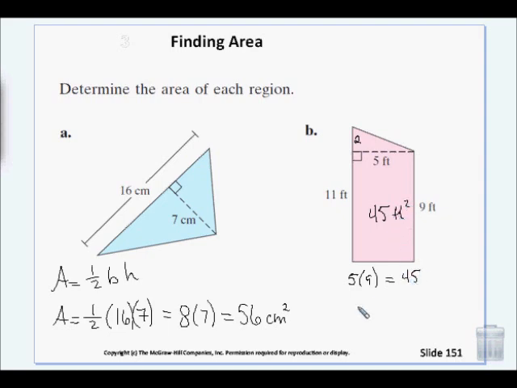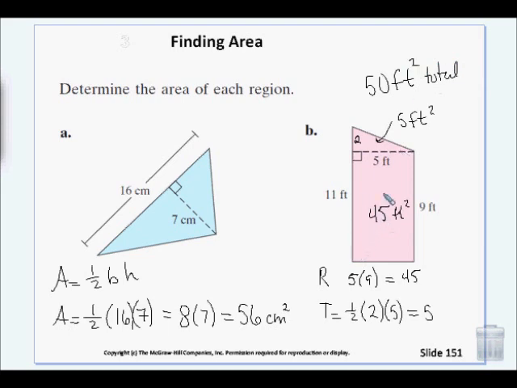That's just the rectangle. So I'm going to put R for rectangle. And then for the triangle, I have 1/2 of 2 times 5. So that's just 5, right? So the area here is 5 square feet. So altogether, this is 50 square feet total.